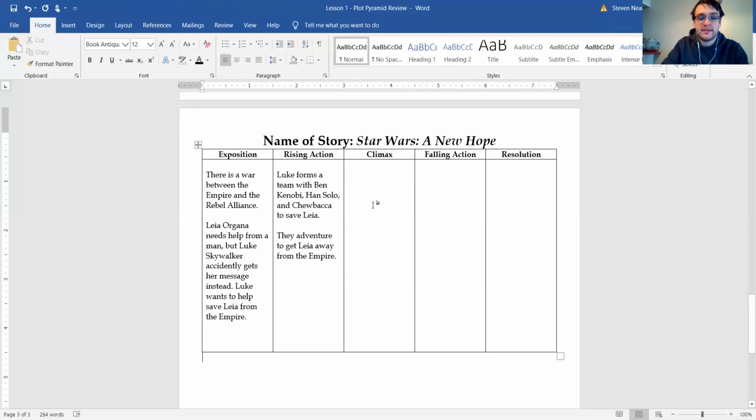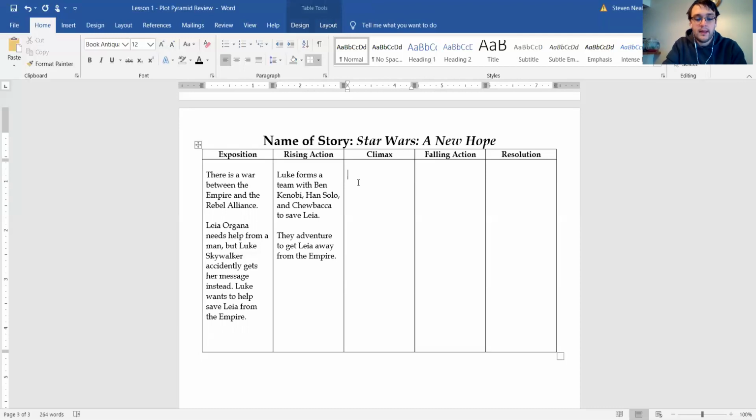At the climax, Ben Kenobi dies when fighting against Darth Vader, a powerful villain. Luke watches him die, and he escapes.